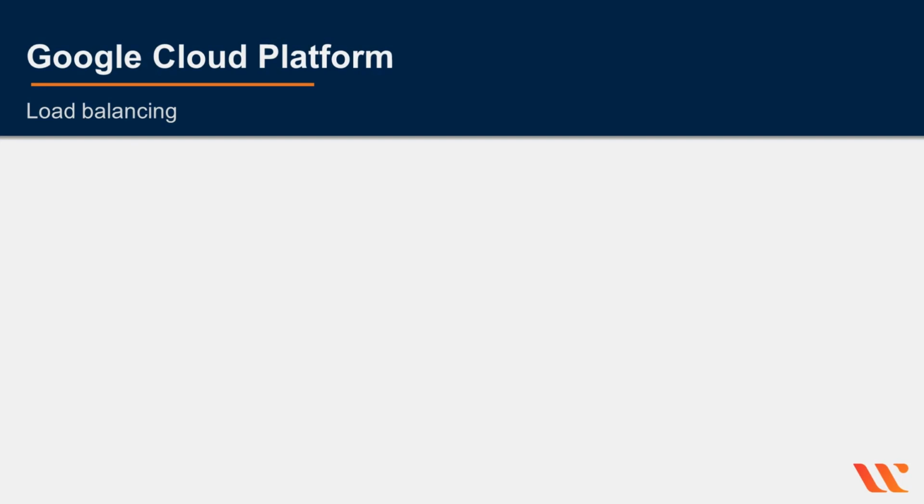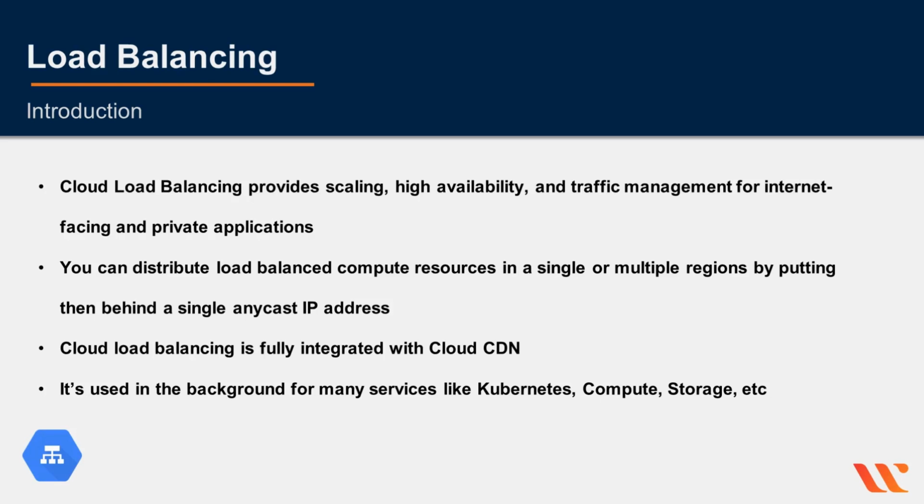In this lecture, we will explore cloud load balancing. Cloud load balancing provides scaling, high availability, and traffic management for internet-facing and private applications. You can distribute load-balanced compute resources in a single or multiple regions by putting them behind a single anycast IP address. Cloud load balancing is fully integrated with Cloud CDN, which is a content delivery network product, and together they can deliver content to users from the closest data center while processing up to 1 million queries per second.